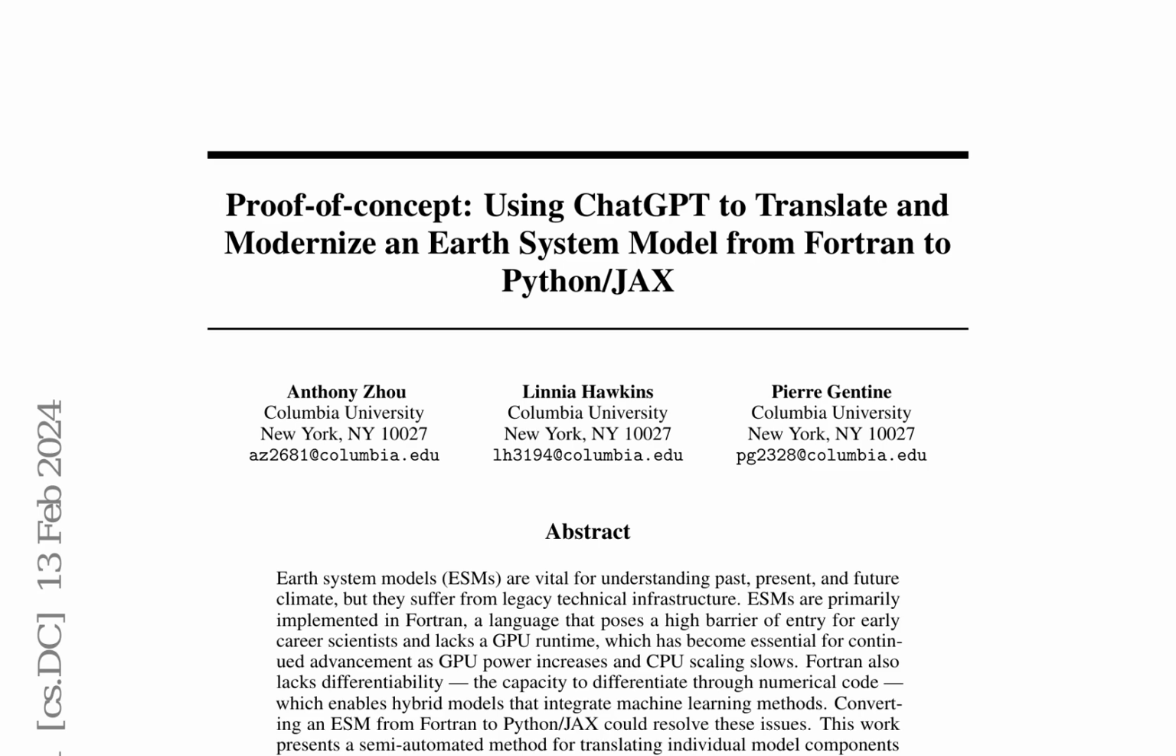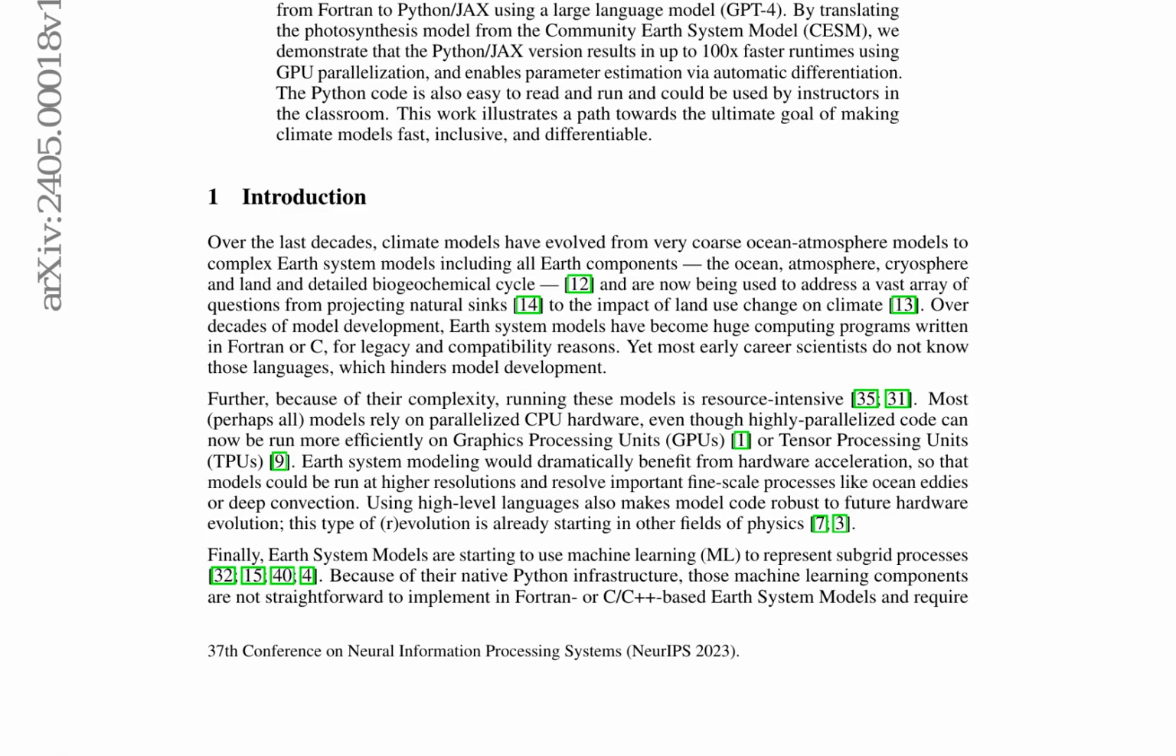They demonstrate this concept through the translation of the photosynthesis model in the Community Land Model, CLM, of the Community Earth System Model, CESM. The proposed workflow involves isolating Fortran source code and dependencies, generating unit tests, and using these tests to iterate on the generated Python code. The translation process is facilitated by static analysis, code generation, and unit testing.